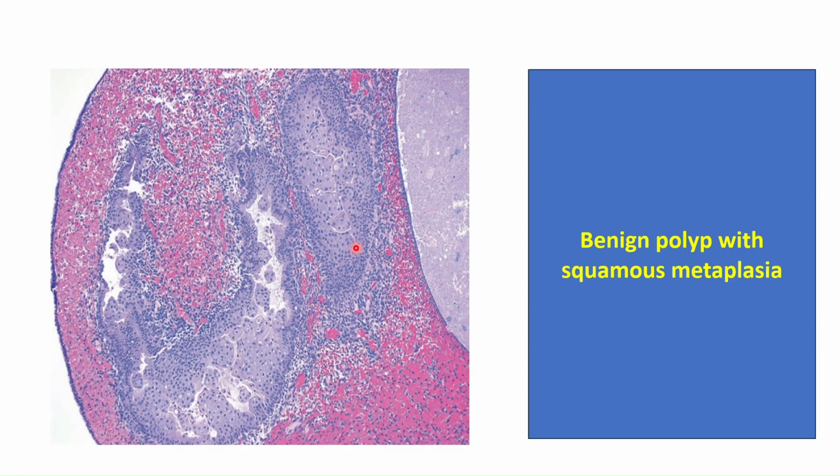Here also we can appreciate the whole gland lumen is filled with squamous metaplastic cells, and this is the atrophied gland. So this is an example of benign polyp with squamous metaplasia with hemorrhagic stroma and few dilated and ectatic vessels. So these are the vascular areas. This is hemorrhagic stroma because RBCs are there in between the stroma.